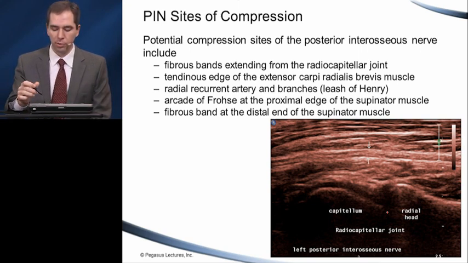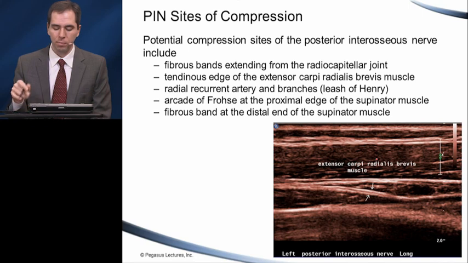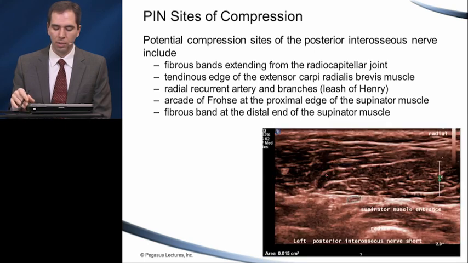So this is the posterior interosseous nerve in long axis. We're following it at the level of the radiocapitellar joint. And then this is where it would be at the tendinous edge of the extensor carpi radialis brevis. Now we're following it to the supinator muscle entrance. So it's in this location.